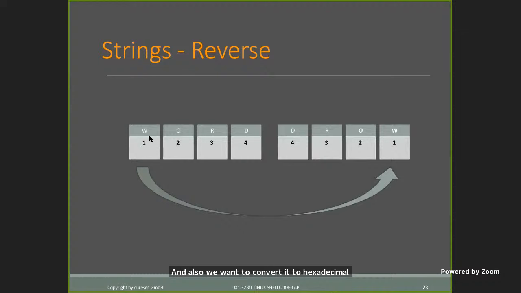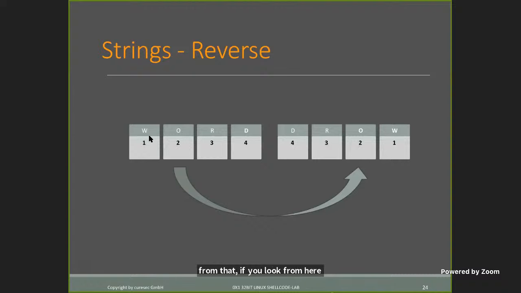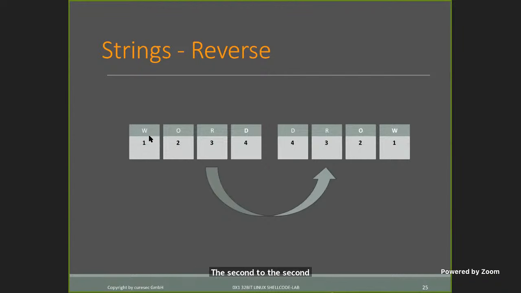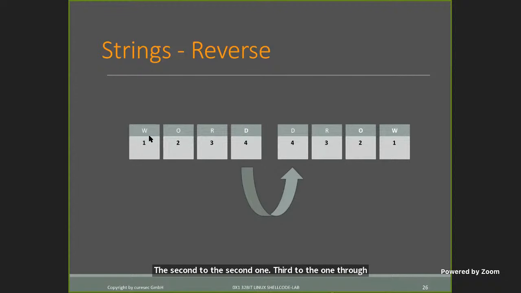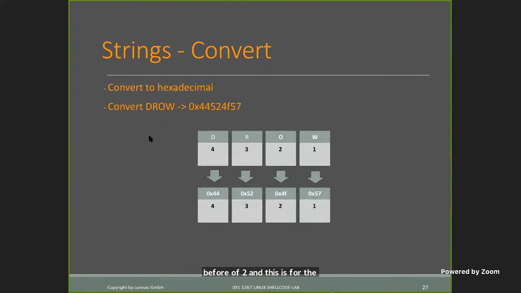So string reverse is actually pretty simple. Let's assume we have some word, which is called word. And on the little endian architecture, the first letter has to move to the last position. If you look from here, the second to the second to last, the third to the one before that, and this is for the last byte. Afterwards, we simply convert this value to hexadecimal.